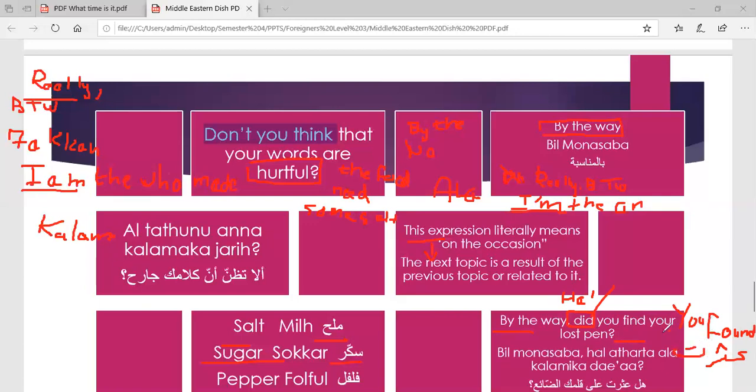عثرت, yes. Your lost pen. What do you mean by pen? Column, yes. Are you hearing me? بالمناسبة هل عثرت على قلمك؟ ضائع. So last is ضائع. So either you can say أعثرت or you can say هل عثرت. It's the same, okay? So pay attention to this. So did you get it?